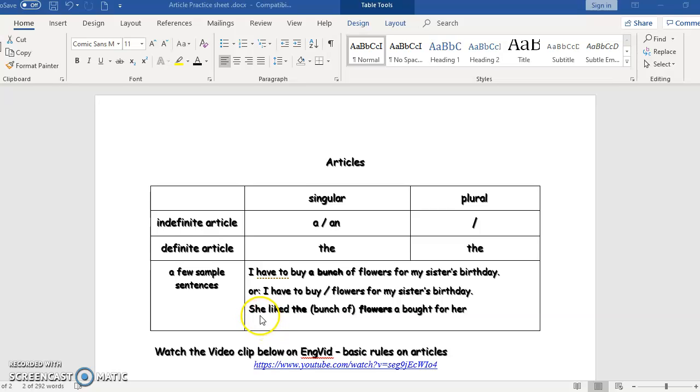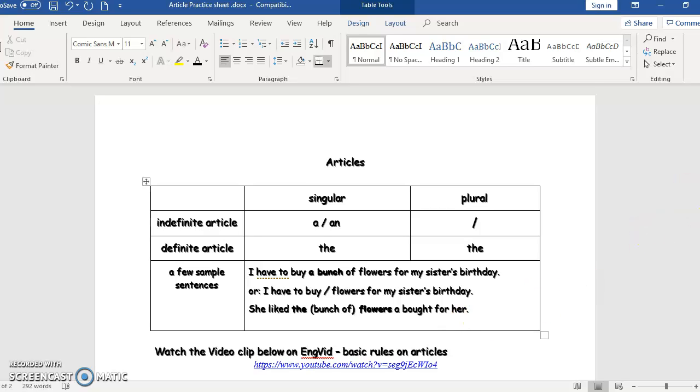Now I have bought the flowers, I gave them to her for her birthday, and now I'm telling you she liked the flowers I bought for her. Because now you know it is specific. It's the flowers I bought for her birthday and you know it. Or, singular, I could also say she liked the bunch of flowers I bought for her. Both times I use the definite article.